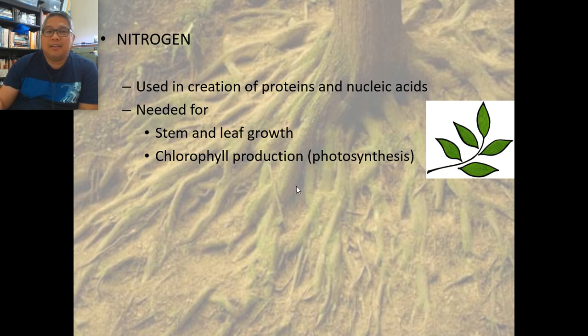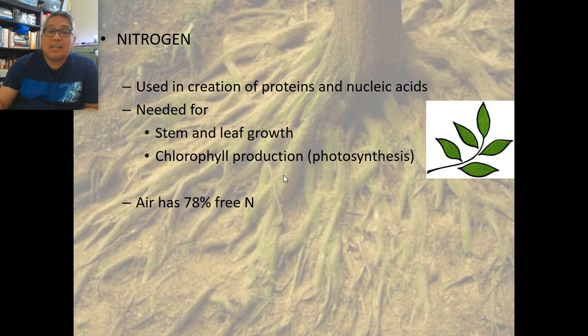It's needed for stem and leaf growth, chlorophyll production. So the more the nitrogen, the greener the plant will be, and that's why they use nitrogen mostly for vegetables and those things, because they need to be leafy, right?